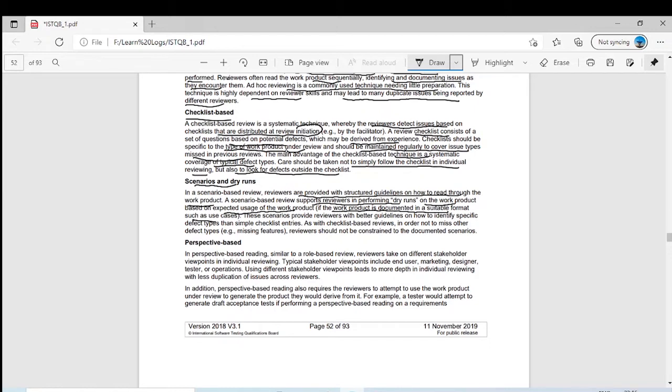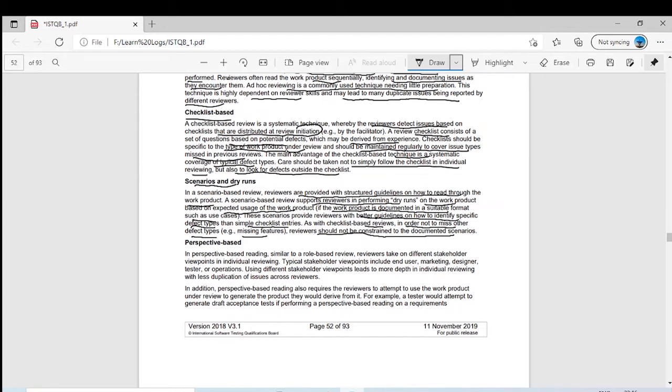These scenarios provide reviewers with better guidelines on how to identify specific defect types than simple checklist entries. So with scenarios and dry runs, they will have a feeling that they are actually applying these scenarios and dry runs on the work product, and then they will give their findings. As with checklist based reviews, in order not to miss other defect types, missing features, reviewers should not be constrained to documented scenarios. Maybe there are 5 to 6 example scenarios from the author. Then the reviewers could also come up with their own scenarios.